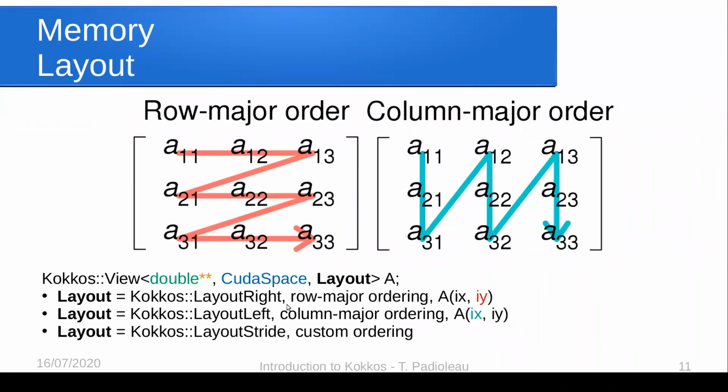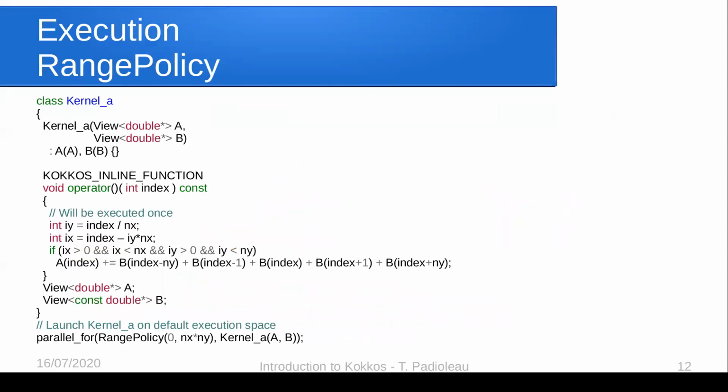As I said, as a template argument, you can also specify the layout. Kokkos provides two layouts, left and right, which refer to column major and row major orders. And if you need some extra or more complex layout, you can provide your own layout using this template parameter. So that was for memory. If we go back now to execution policies, you specify in a parallel algorithm how you want to execute your kernel. As I said, there are three types of execution policies that I will cover: range policy, multidimensional range policy, and team policy. So we begin with range policy.